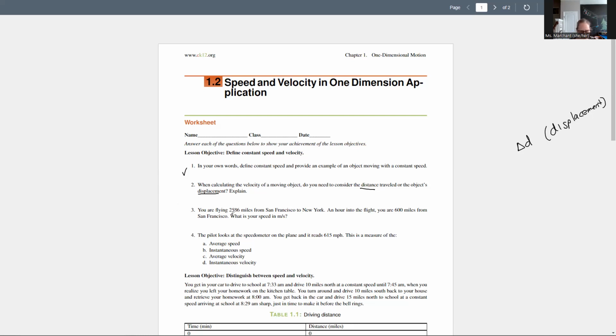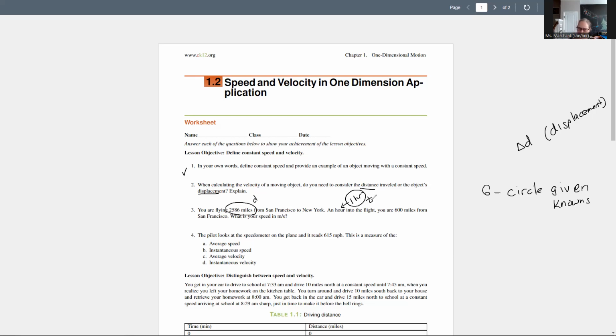Hey, you are flying 2586 miles, so I'm going to go ahead and circle that. Remember, circling the givens is the system that I use, and you could call those givens the knowns too, circle knowns, so they jump right out at you. Okay, and this is miles, so I'm going to give that a D. From San Francisco to New York, that's probably extraneous information I don't need. An hour into the flight, okay? So 1 hour, I'm going to circle that as my time.